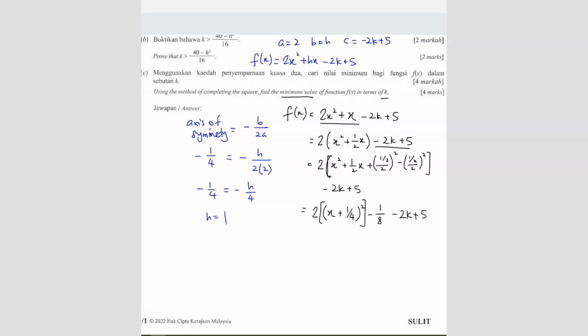Now we want to find the minimum value. The minimum value is going to be here. This is the minimum value. So you simplify, we can get the minimum value equals to, these two you combine, you should get 39 over 8, 39 over 8 minus 2k. So this is your minimum value in terms of k. So this is your answer.